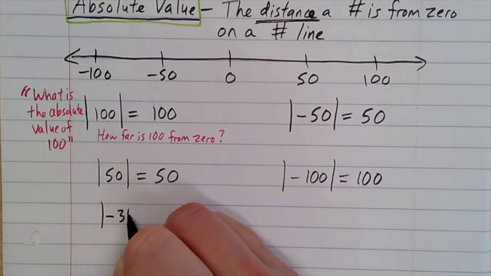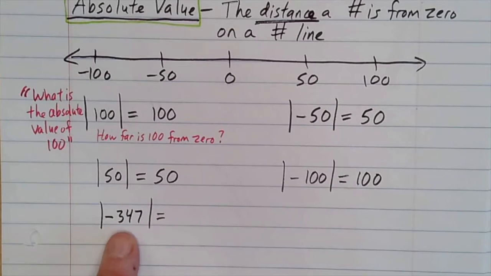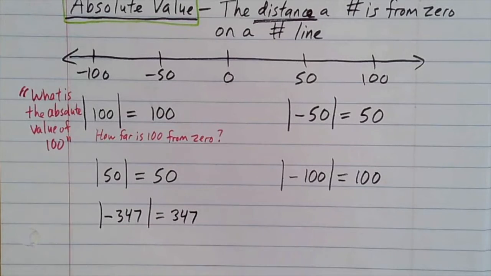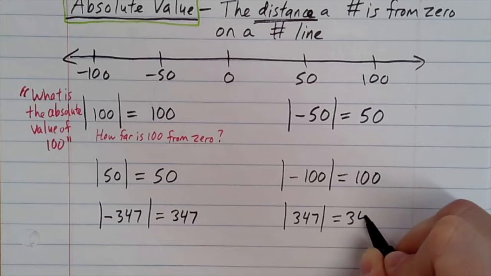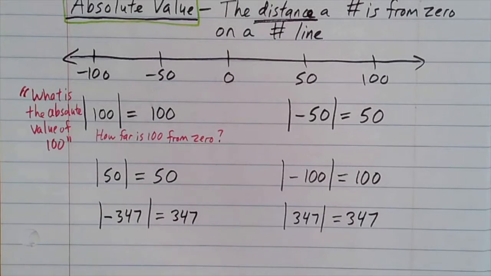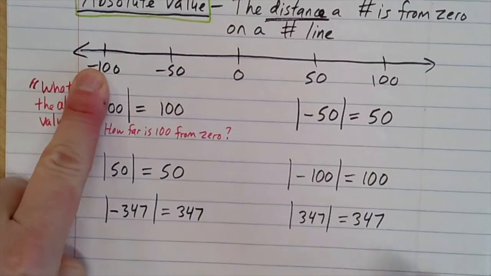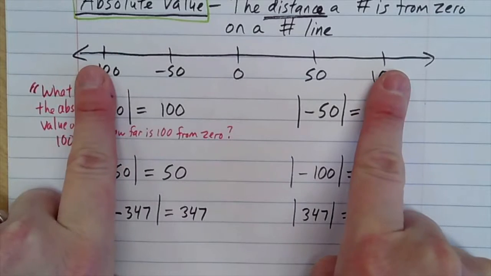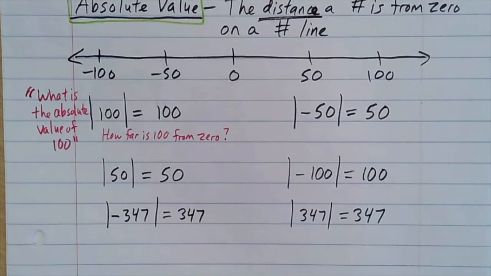Okay, I'll give you a couple more examples. Negative 347. Again, I'm asking, what is the absolute value of negative 347? How far is 347 from 0? 347. What is the absolute value of positive 347? It is still 347 away from 0. The reason why I put these examples in here is some of them are to the left and some are to the right of 0, but their distance from 0 is still the same. 100 either way is still 100 away from 0. The negative just tells you that if you were to graph it, it would be to the left or right.